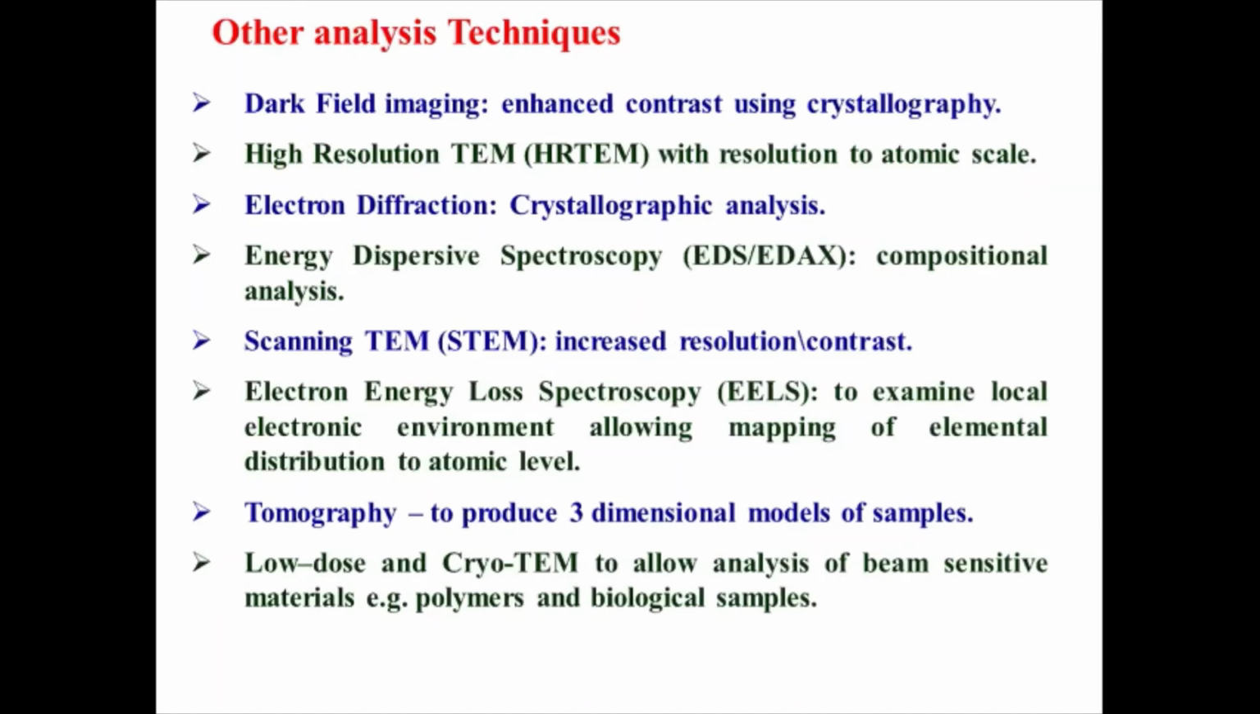Here also there is a probability that X-rays will be generated. So you also have EDS attached to the TEM. You can also scan the sample during the TEM imaging. That is called STEM, scanning transmission electron microscopy. In addition, you can also measure the loss in energy when the electrons are transmitting. This is called electron energy loss spectroscopy, or EELS.